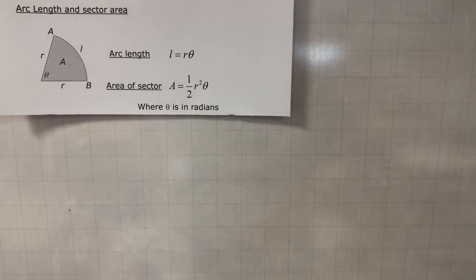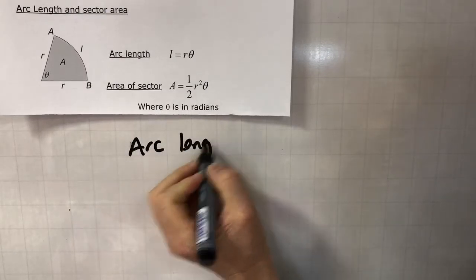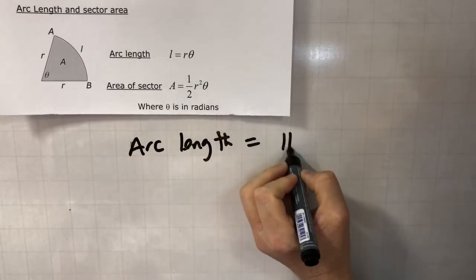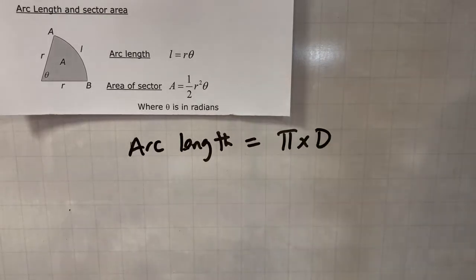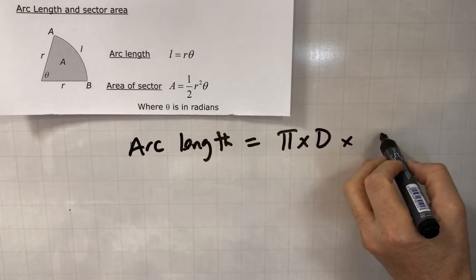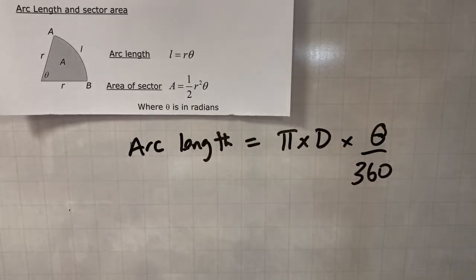Now where radians comes into its element is in, as I've shown here, arc length and area of a sector. At GCSE, you would have worked out the arc length by saying that the arc length is equal to pi times the diameter times by the angle divided by 360 degrees. And that's how you would have tackled it at GCSE.